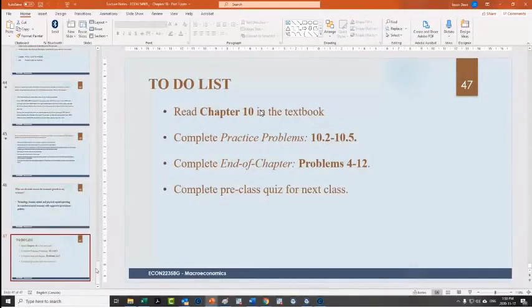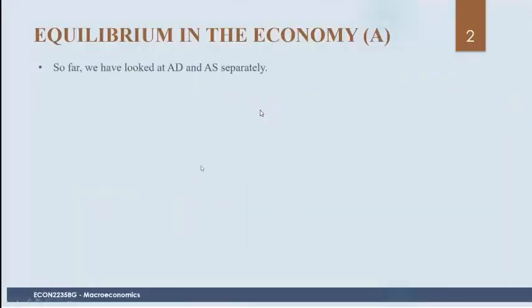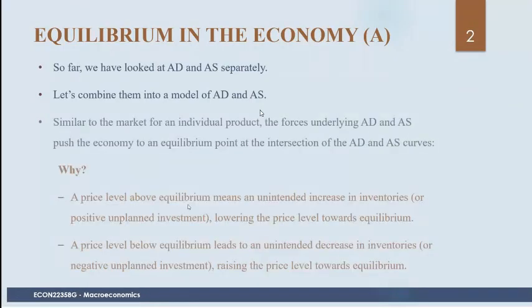Yeah, that's part 2. Okay, so now we're going to put them together. We looked at the aggregate demand and aggregate supply curves separately. We're going to combine them. And so similar to the market for an individual product, the forces underlying the aggregate demand and aggregate supply curve will push the economy to the intersection of both of the curves.